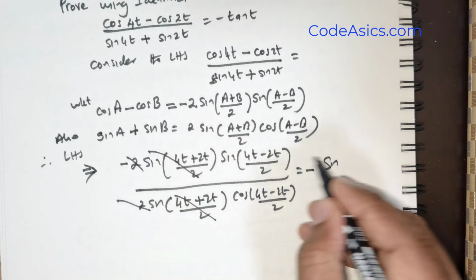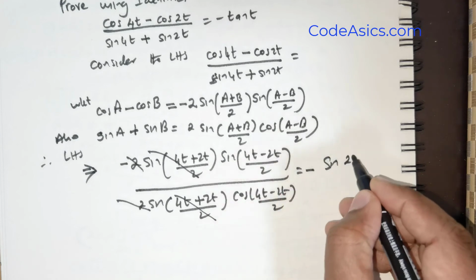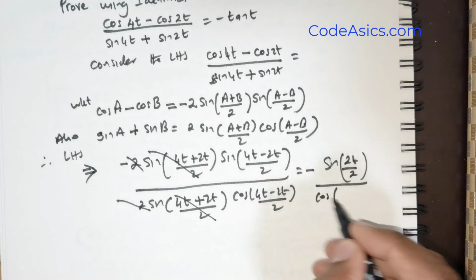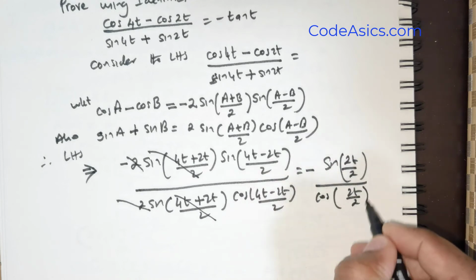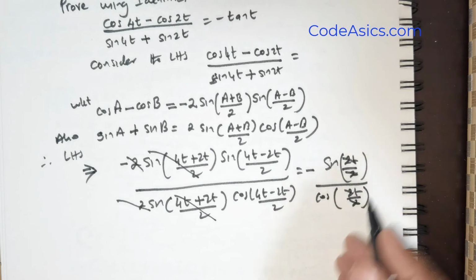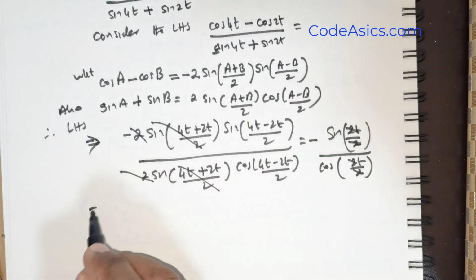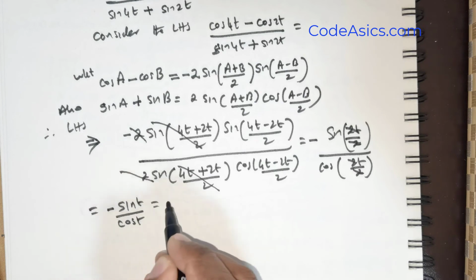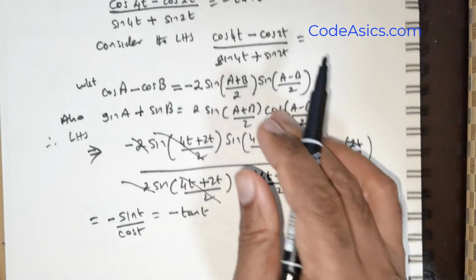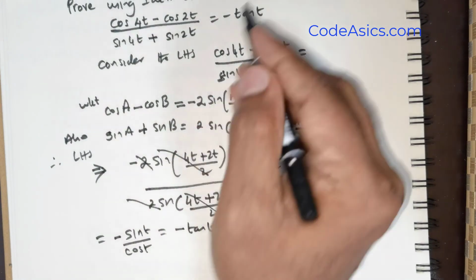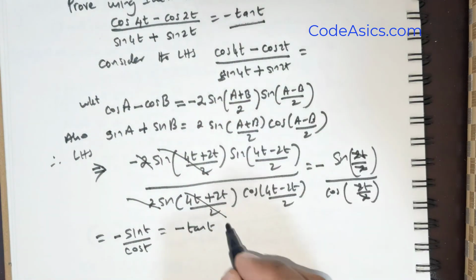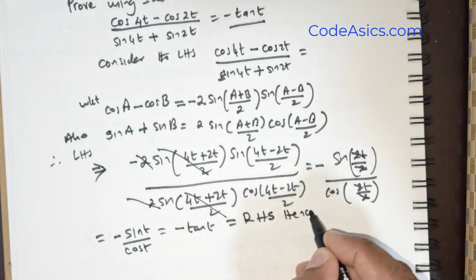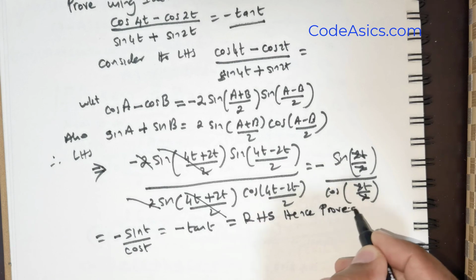I've got sin of (4t minus 2t), which gives me 2t divided by 2, over cos of 2t divided by 2. So 2 and 2 get cancelled, 2 and 2 get cancelled. So this is going to be negative sin t divided by cos t, which is nothing but negative tan t, which is what is required. So this is equal to the right hand side, hence proved. So you've got to state that.